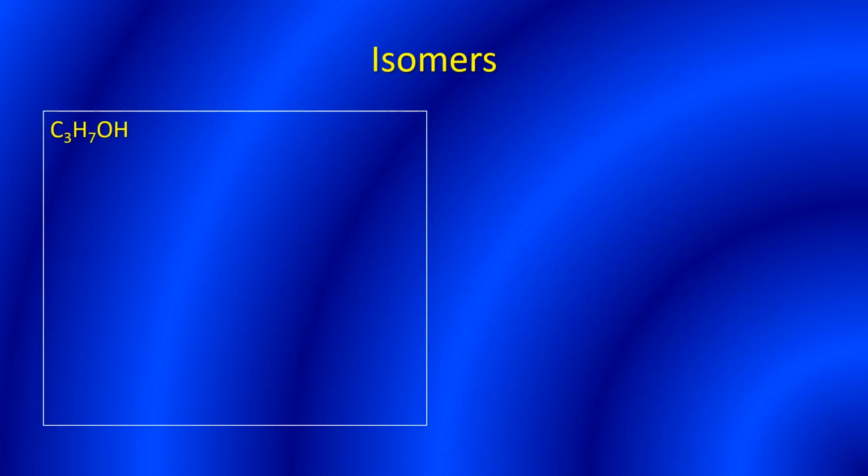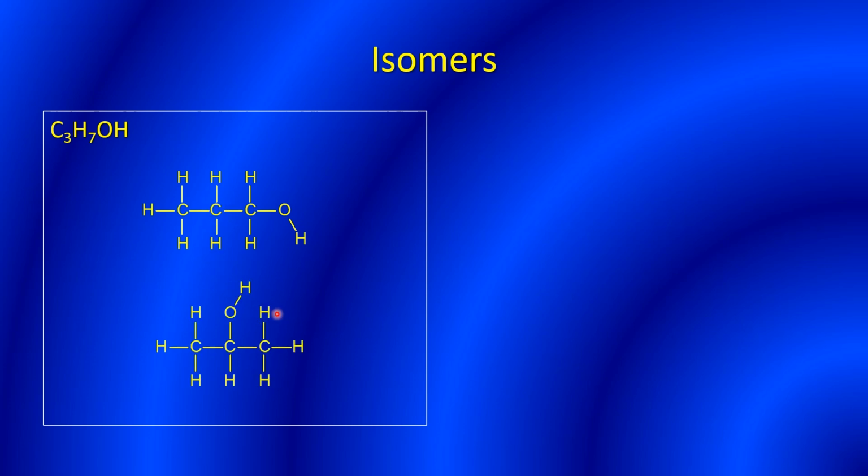So isomers, so start with C3H7OH, and we've got here the structure of propan-1-ol. It's not possible to have a branch on this carbon chain, but it is possible to put the OH group on a different carbon. So in this case, the OH group is on the second carbon, and the name for this alcohol would be propan-2-ol, because the OH group is attached to the second carbon.